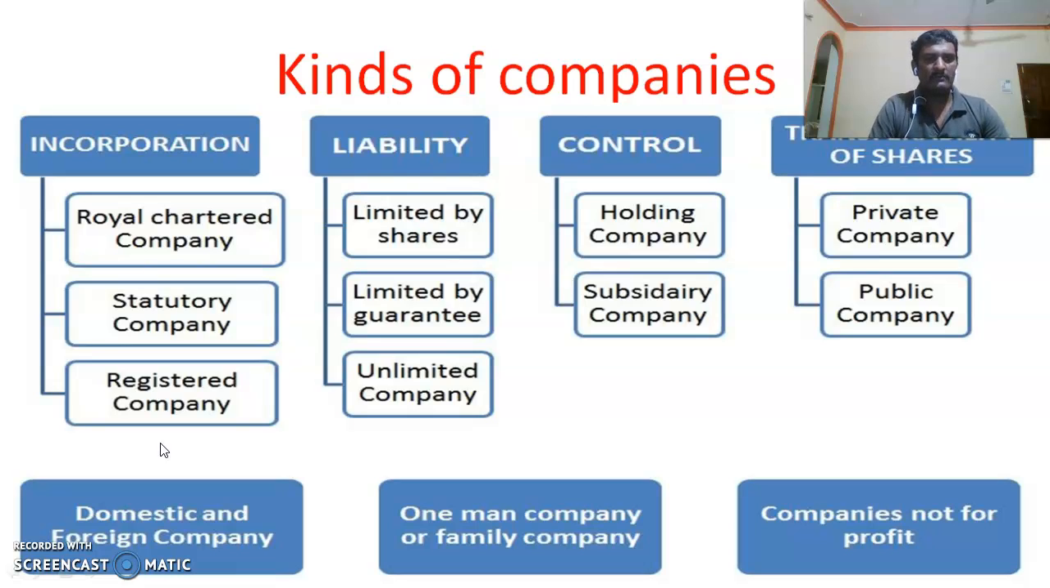These companies come into existence by getting registered through the registrar of companies in the respective state as per the Companies Act 2013. And on the basis of liability, the companies can again be classified in three categories. One is company limited by shares, company limited by guarantee, and unlimited company. In this way, the company can be categorized.